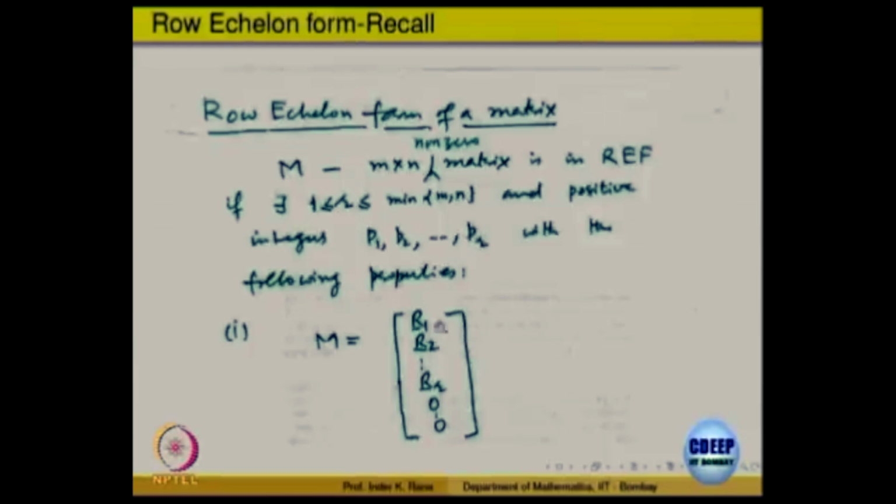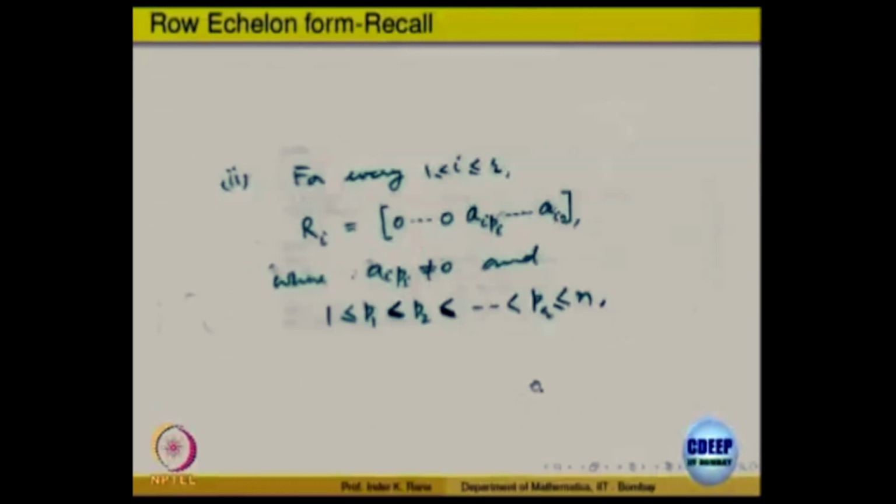One, the first R rows of the matrix are non-zero. That means there is at least one non-zero entry in those rows, and the bottom rows are all 0. So the remaining M minus R rows are all equal to 0. That is what R means: the top R rows are non-zero, and the remaining bottom rows are 0.